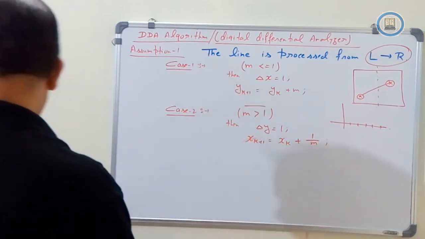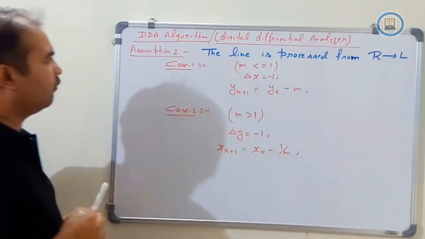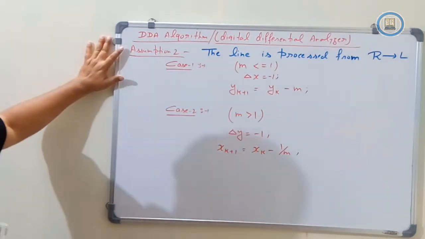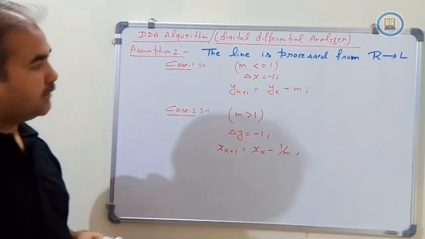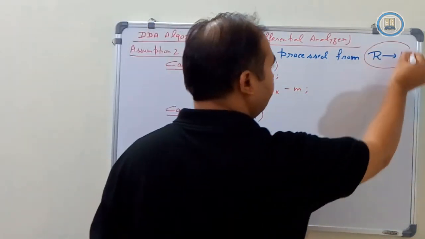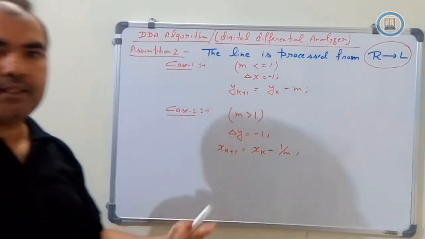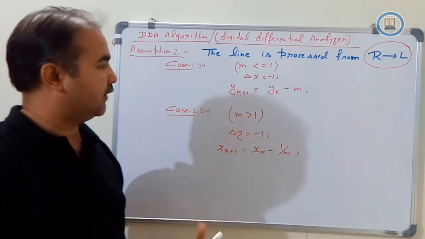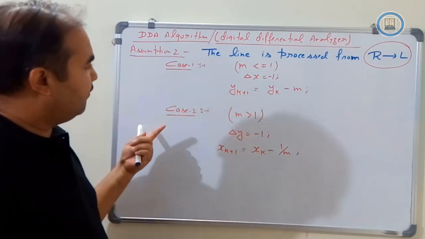The second assumption, assumption 2, is the second type of case, that is when the line is processed from right to left. When we have the starting point at the right-hand side and the ending point on the left-hand side, then in that case we again have two cases.